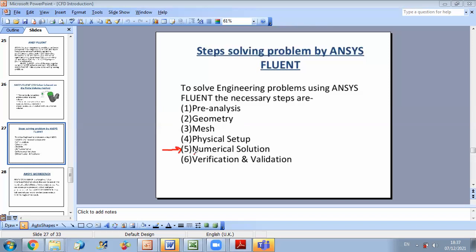So we have the numerical solution step. And at the end, we can get the results and verify and validate them. You can always check if the solution is physical or not to know if there is something wrong or missing, so we can fix it. So these are the main steps in solving a CFD problem.